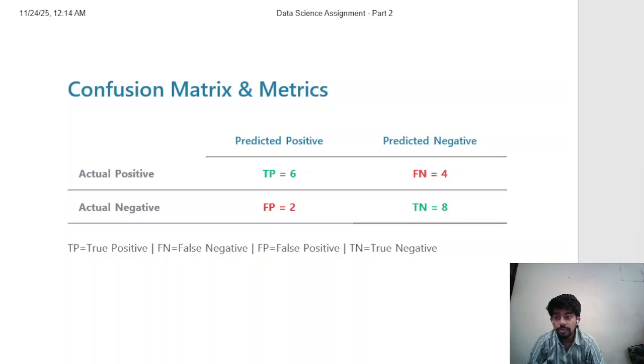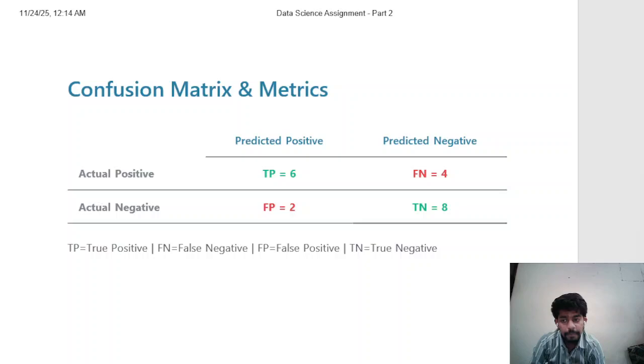It has four values: true positives, cases when we predicted positive and were correct; false negatives, cases when we predicted negative but should have predicted positive; false positives, cases when we predicted positive but should have predicted negative; and true negatives, cases when we predicted negative and were correct.